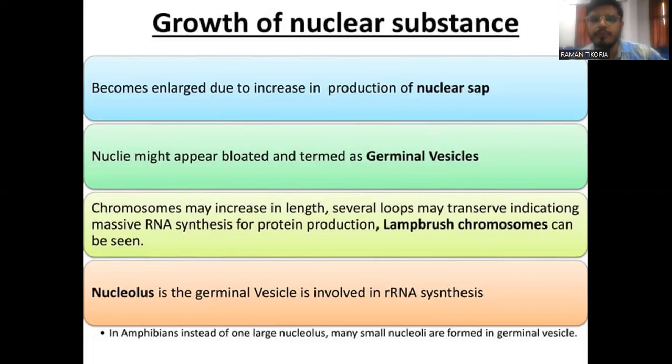Now, chromosomes may increase in length and several loops may form, indicating massive RNA synthesis for protein production. Lampbrush chromosome: in some vertebrates, this giant chromosome is there. It basically forms by repeated rounds of nuclear division. And the nucleolus in the germinal vesicle is involved in ribosomal RNA synthesis, right?